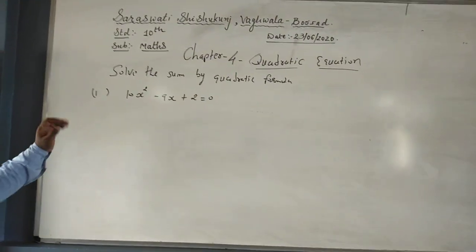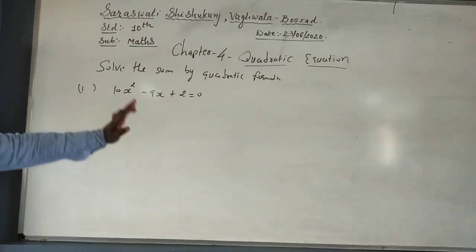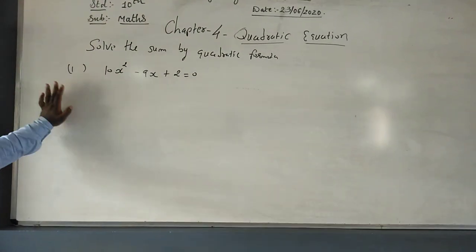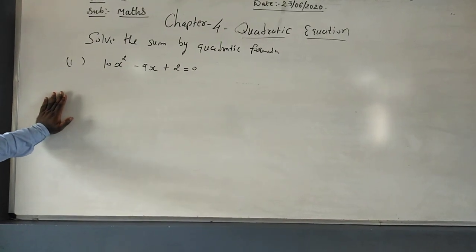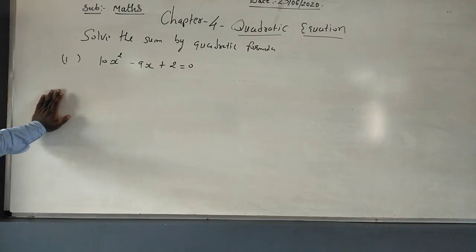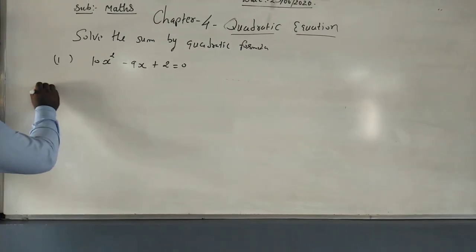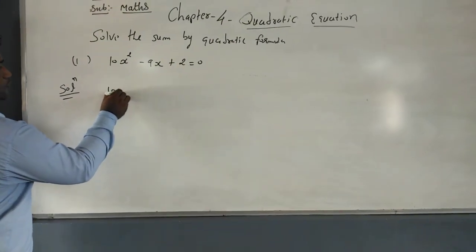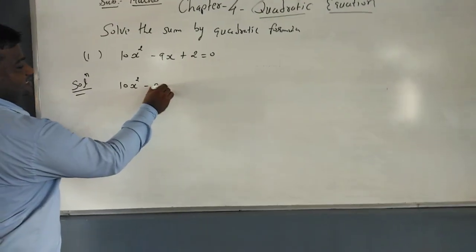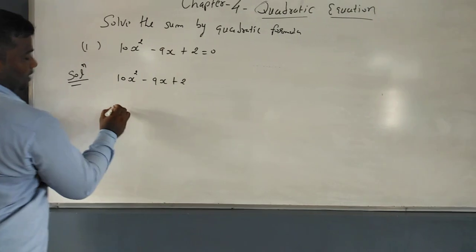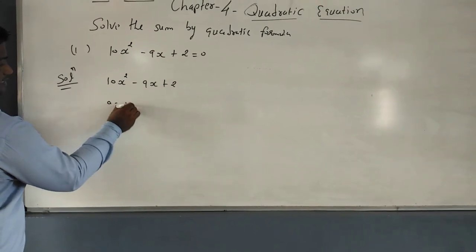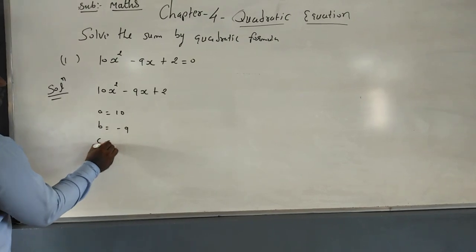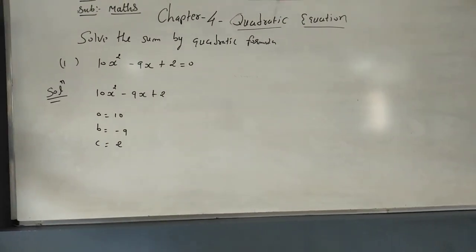Now students, you already understand the theory of the quadratic formula. Now slowly and steadily watch the video, listen carefully, and understand the sum so you are able to get your sum easily. 10x² − 9x + 2. What is a over here? a is 10. What is b over here? Minus 9. What is c over here? That is 2. You already know that.